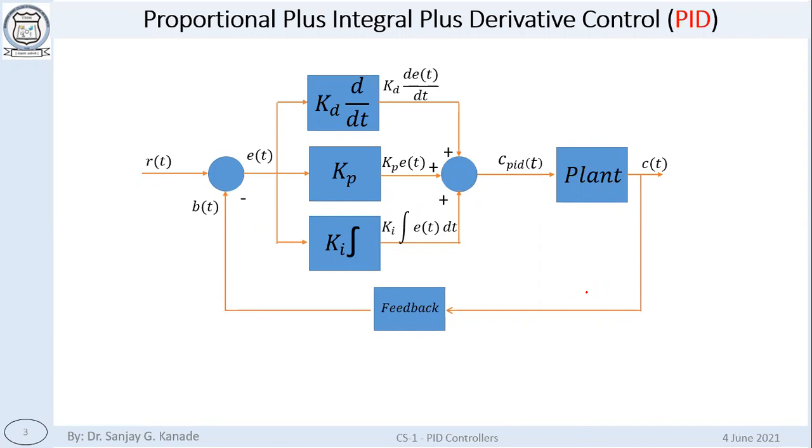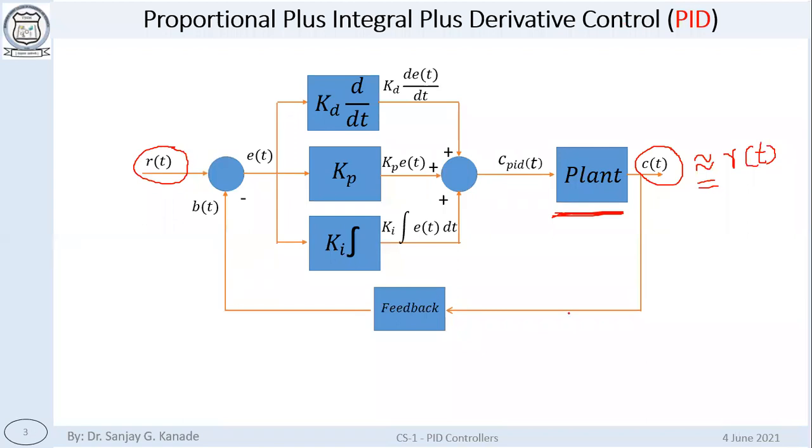You should ideally draw the diagram on paper or at least take a screenshot of it. See, this is our plant, and this is the output of the plant, C of T, right? C of T, output of the plant, and R of T is the input, the reference input. Means what? I want the value of C of T to be nearly, or if possible, equal to R of T. This is what I want.